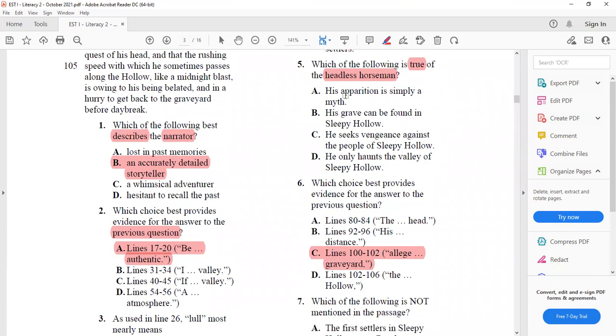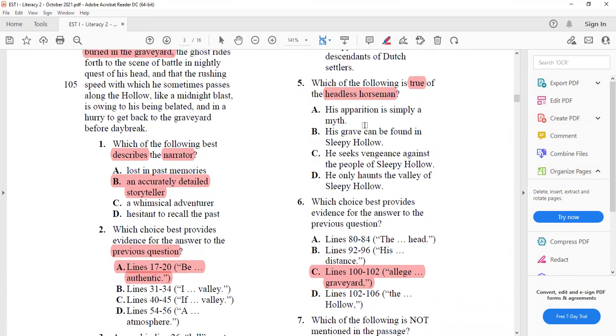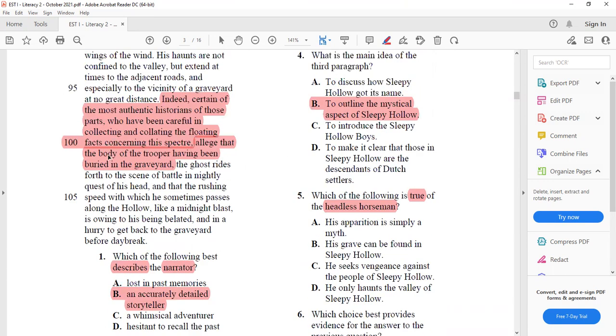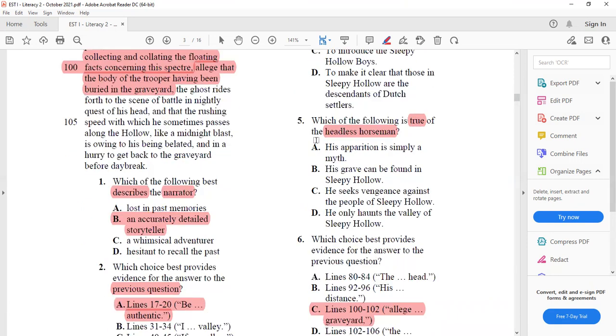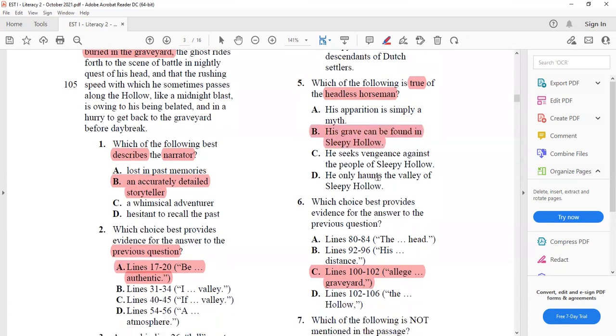Now, mister, which one will match it? He said here, the first one, in number 5, he said, his appreciation is simply a myth. He doesn't speak about that it's a myth or not. His grave can be found in Sleepy Hollow. Okay, he said that his grave is there. He said that alleged the body of the trooper having been buried in the graveyard. Yes, maybe it matches, mister. But again, you have to look at the other. He seeks vengeance against the people of Sleepy Hollow. No, mister, it's not mentioned. The only home the Valley of Sleepy Hollow. No, he only owns the Valley of Sleepy Hollow. So the answer is B and C with an easy way.